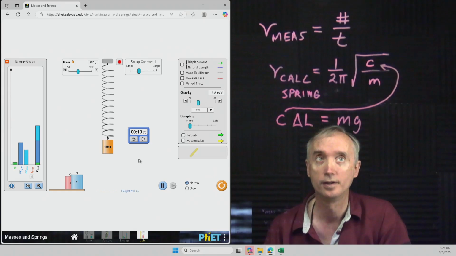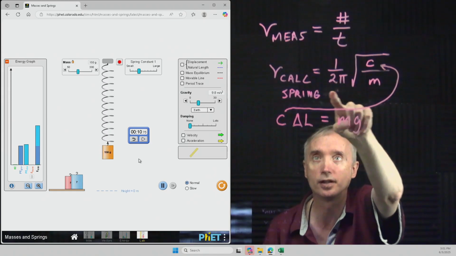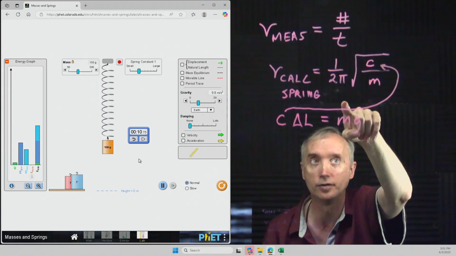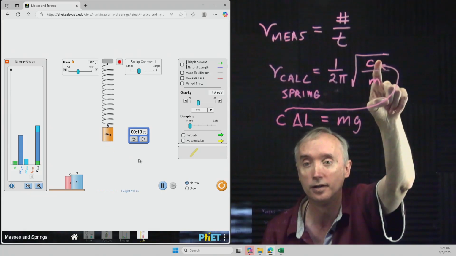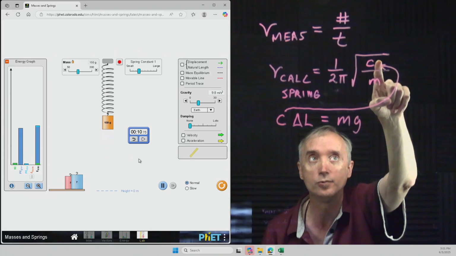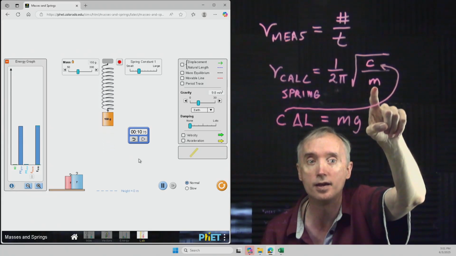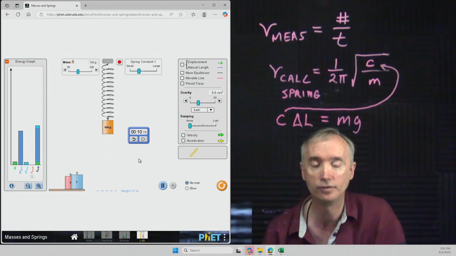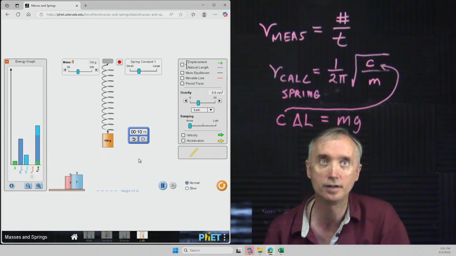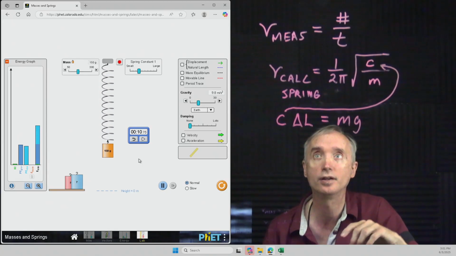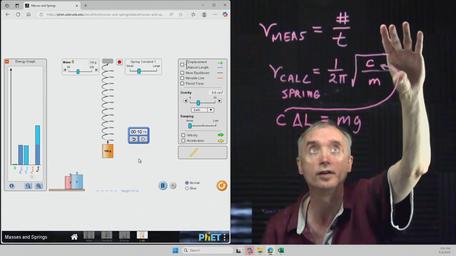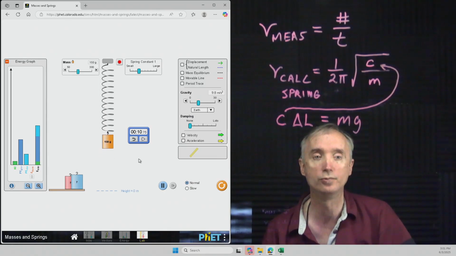So then you could plug it into this formula up here and get your measured frequency of the spring. Okay, then you're going to calculate the frequency of it because you know the C from the previous thing that we just did, and you know the M, so we set it to be 150 grams, but convert that to kilograms, and you're going to get a frequency. Hopefully these two numbers will be the same.